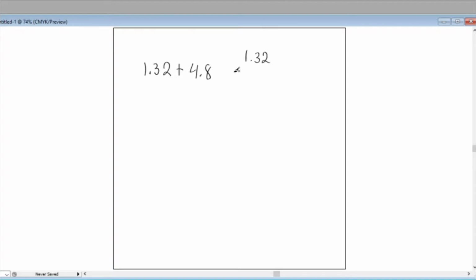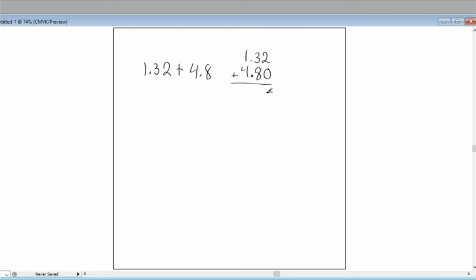1.32 plus 4, aligned with that ones place, point aligned with that decimal, 8 aligned with the tenths place. And I like to fill in any places that are empty, so I'm going to put a 0 there. Okay, and then it's just addition. No difference between this and regular addition.